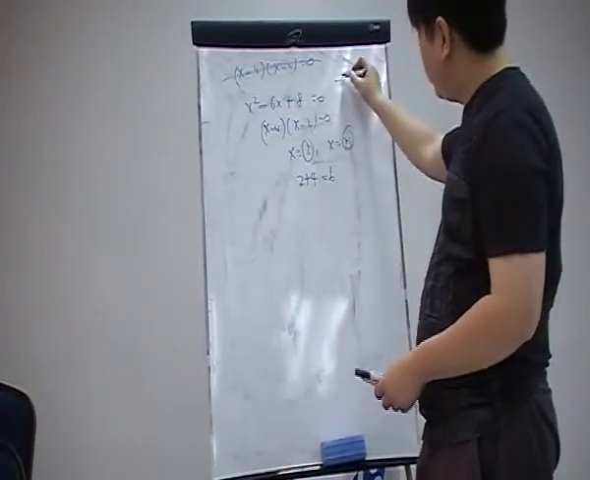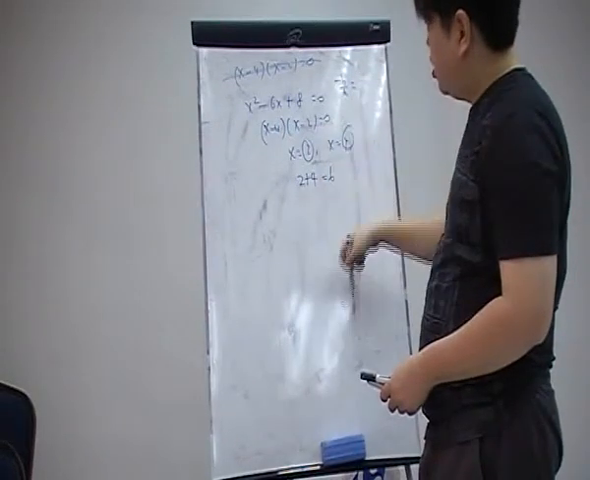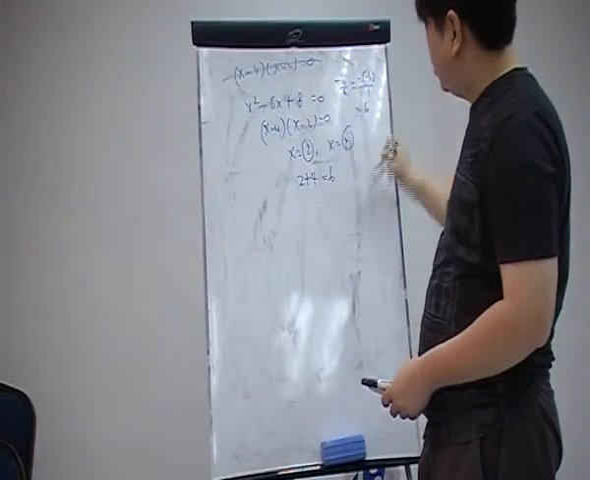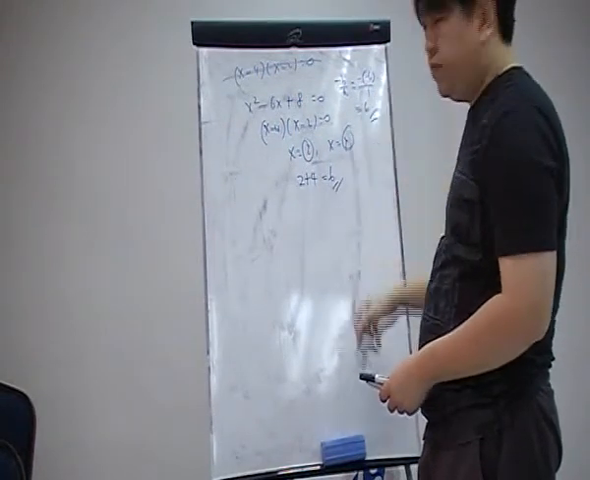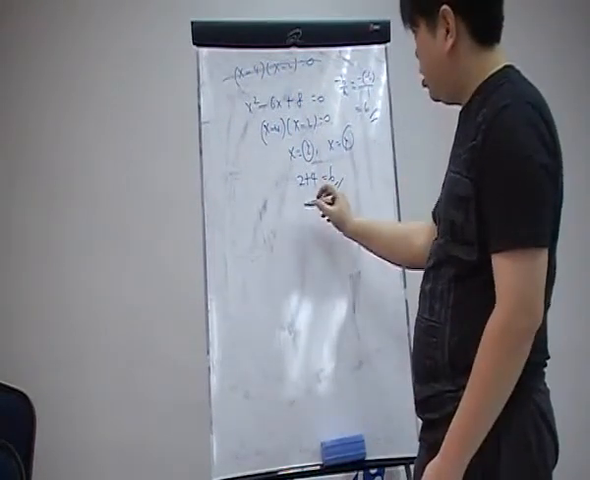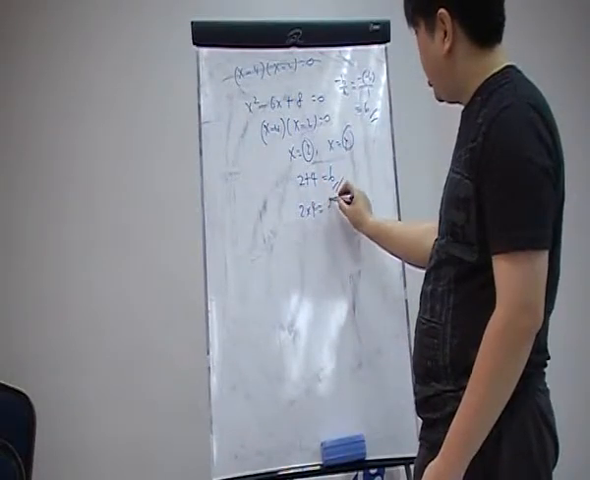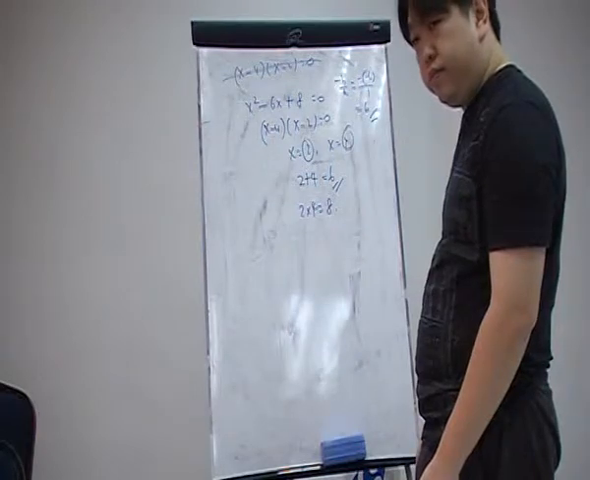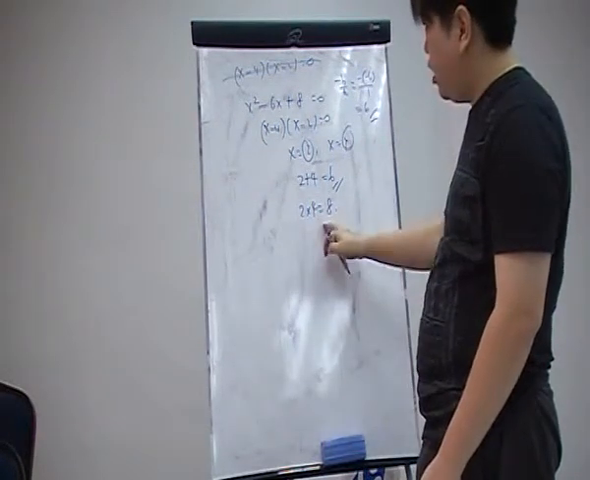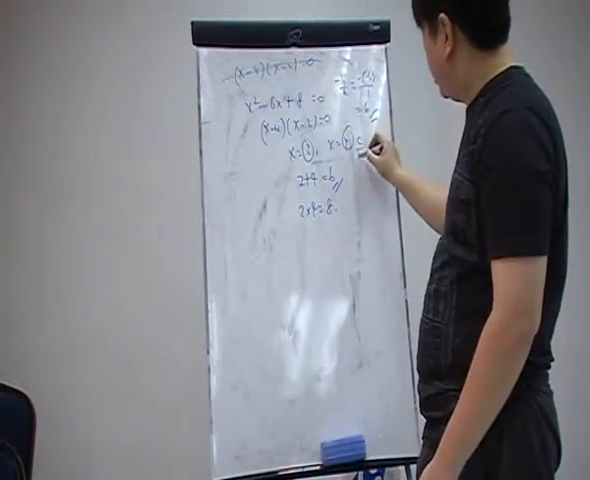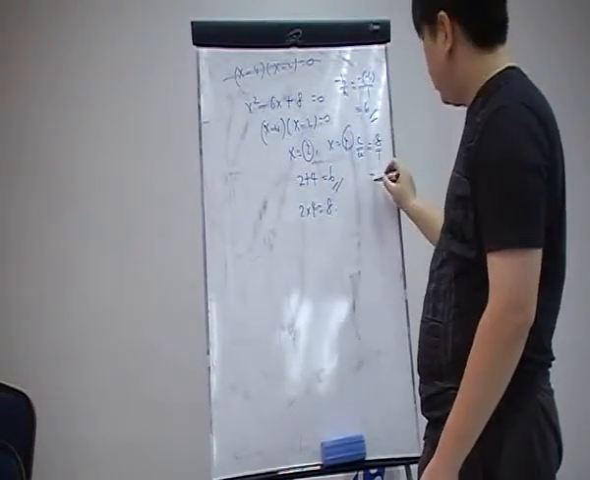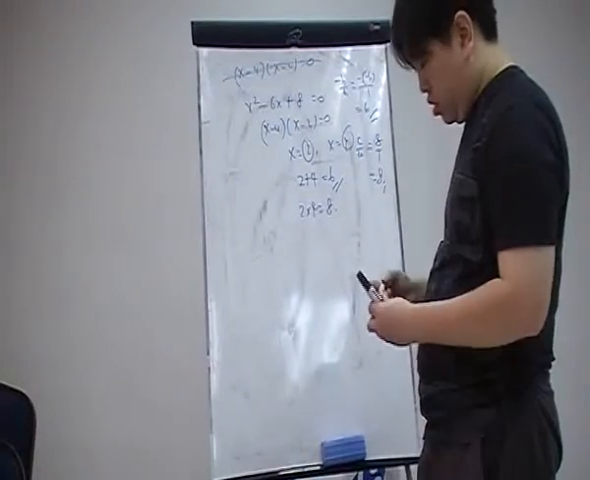Minus b over a equals what? Minus b is minus of minus 6 over 1, so equal to 6. Product of roots is equal to what? 2 times 4 equals 8. So how to get 8? Which is c over a. c over a is 8 over 1, so it's 8, right?